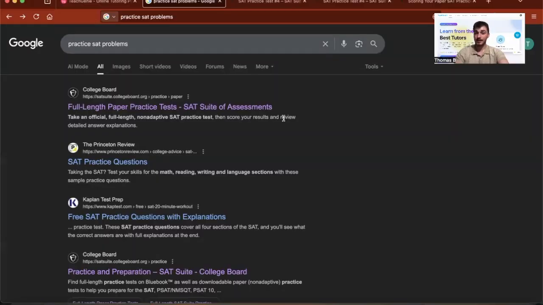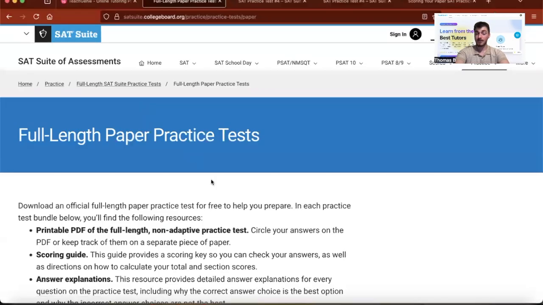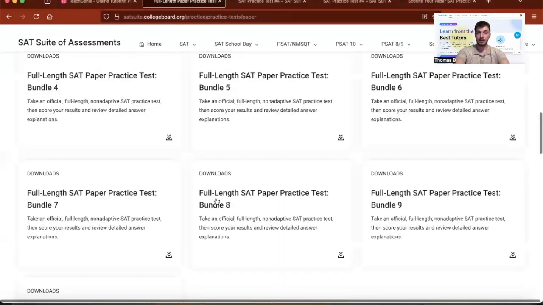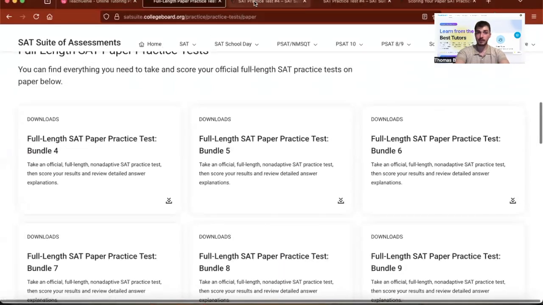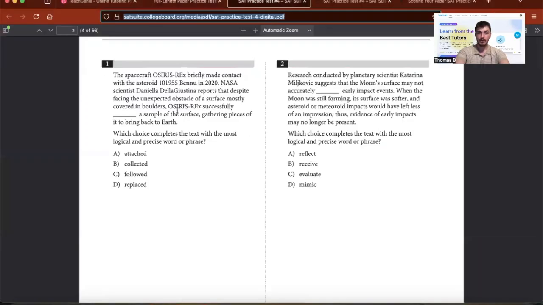There's a lot of practice questions online, but you need to be able to tell which ones are actually going to be similar to the ones on the test. Now, the College Board is the one that administers the SAT, so you know these questions are going to be very close. Now, they give quite a few examples actually, and I pulled up one here. So let's take a look and read through this really quick.